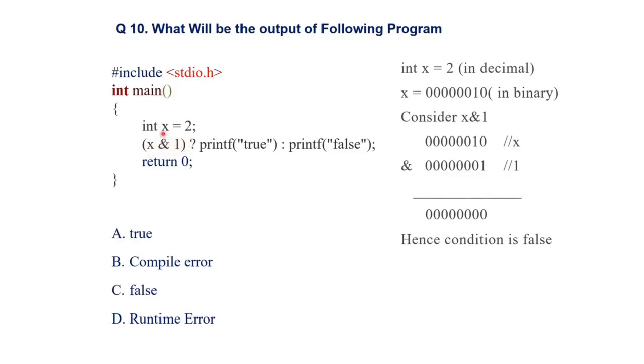By default, if the value is 0, then it is treated as false. So this condition is false. That means the expression after the colon will be executed. That means printf of false will be executed, and therefore the output of this program will be false. Hence the correct option is option C.